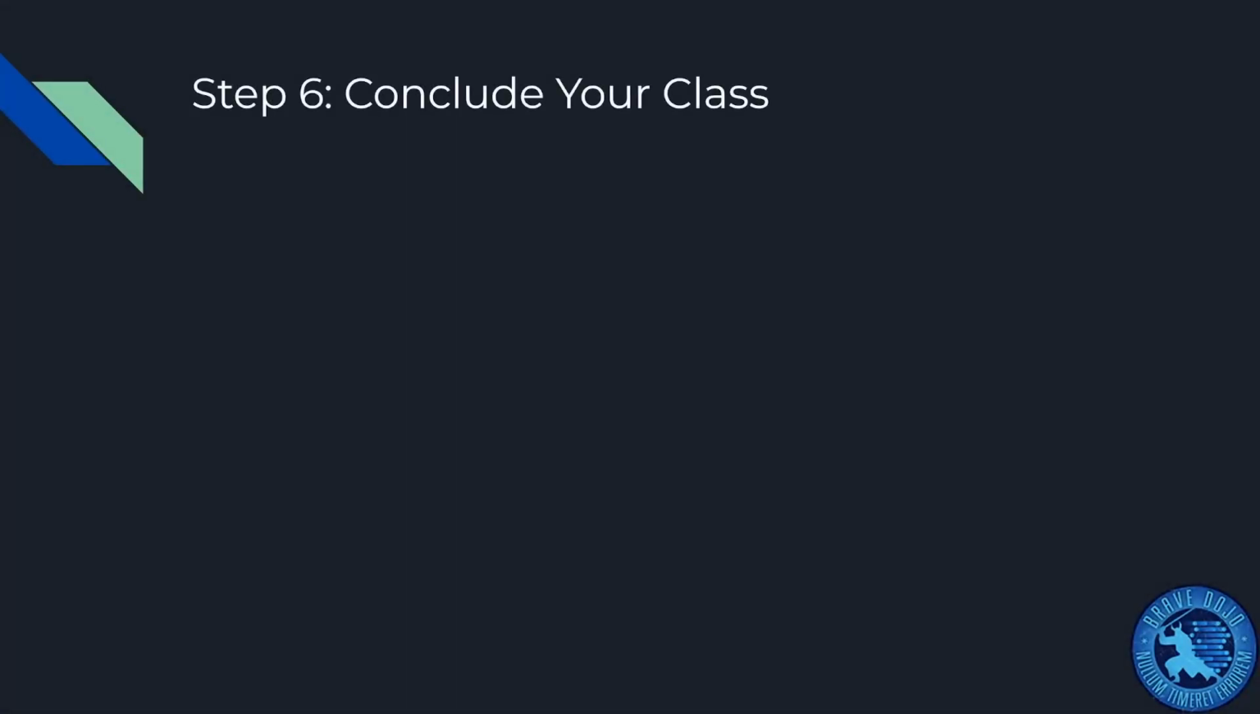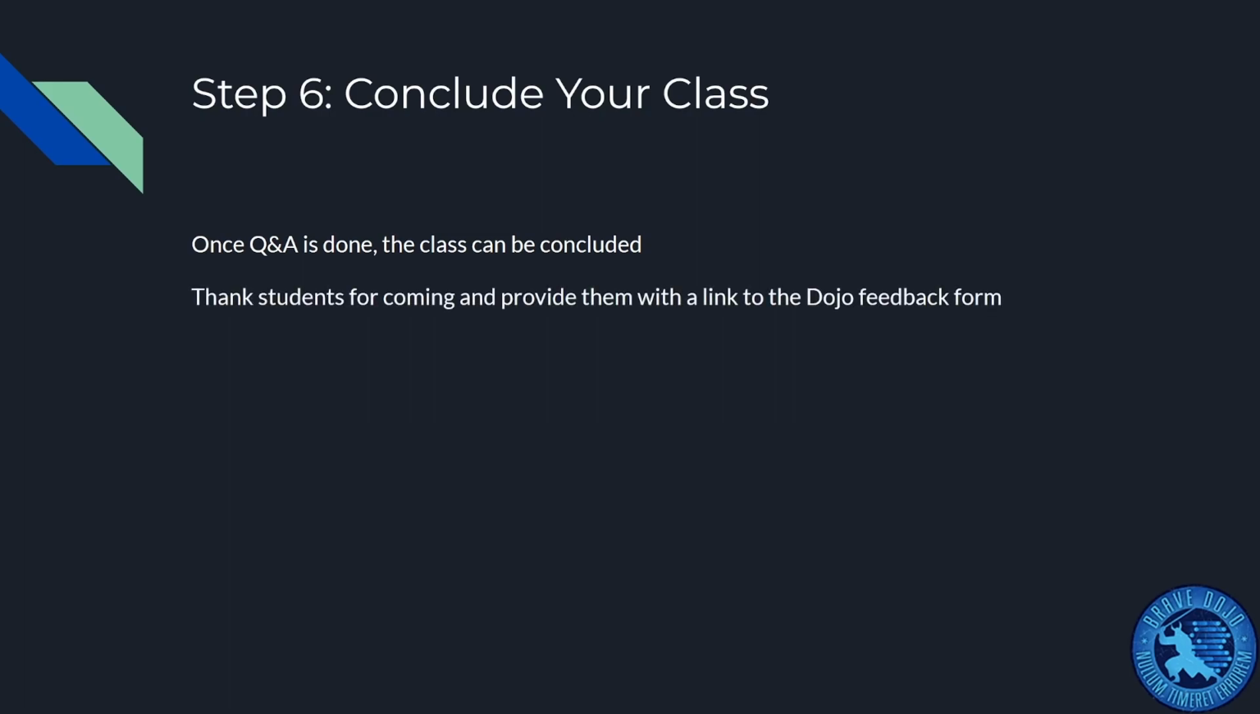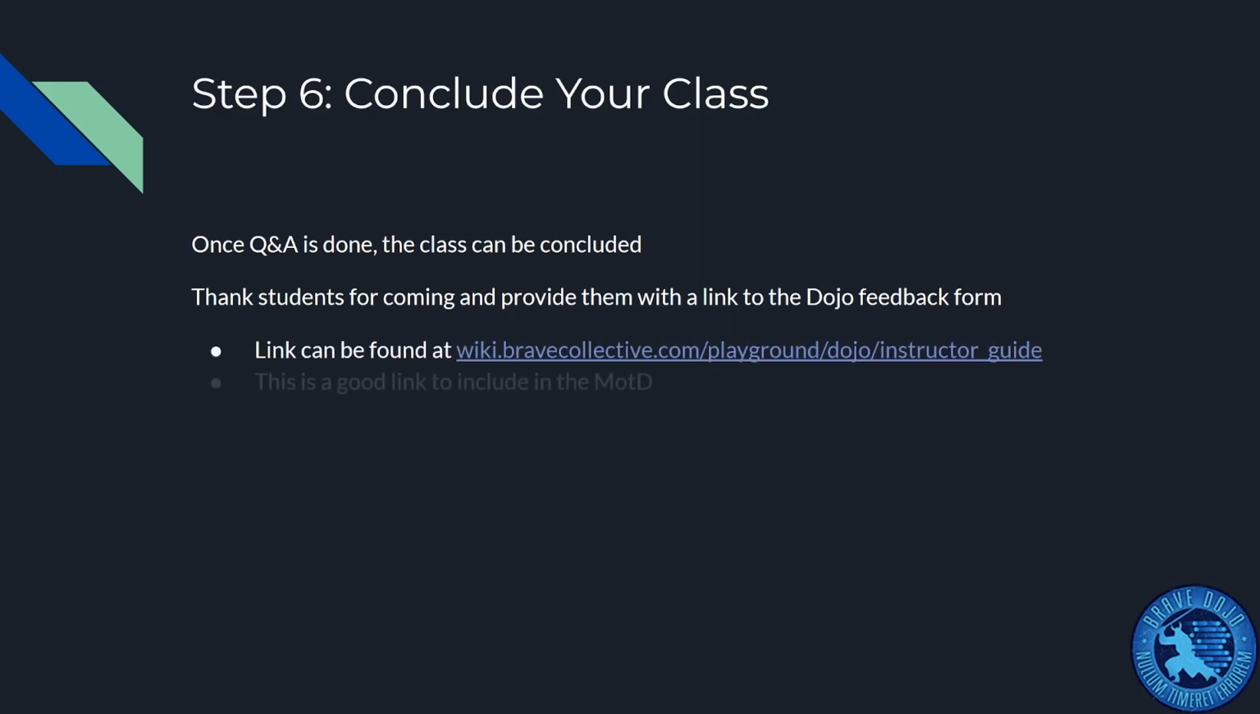At the end of your class, after you've gone through all your topics and allowed questions and answers to be done, you can conclude. So thanks, students, for coming. It's always great to see students coming out and learning things. So thank them for their time, and give them a link to the Dojo feedback form. You can find this link on the Dojo instructor guide page, and this is a good link to include in your message of the day. Just throw it in there, say, hey, feedback is appreciated. If you could just click this link.